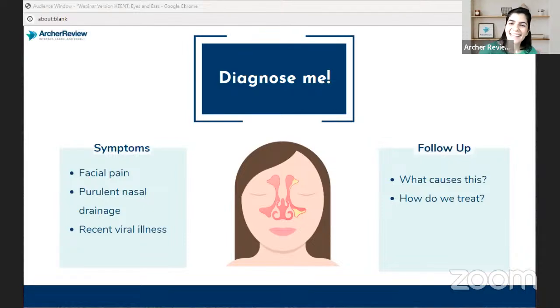Yes, see, I knew it. You guys know it. You guys are all ready. So this is bacterial rhinosinusitis. And how do we treat this? What's our first line treatment? This requires antibiotics for sure.